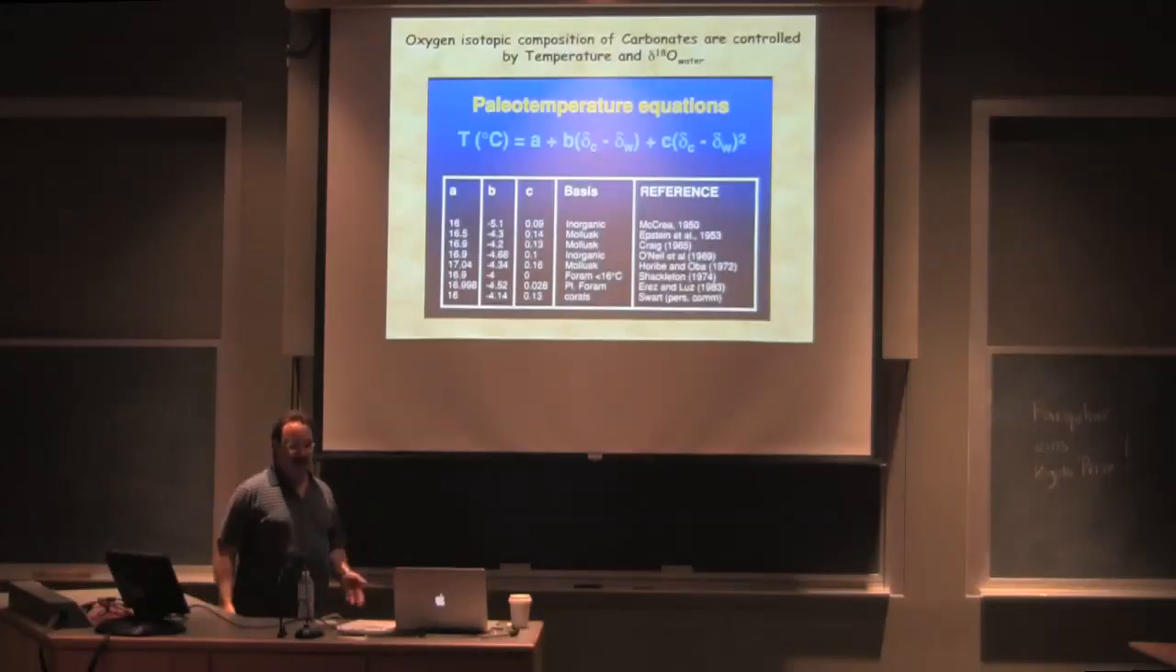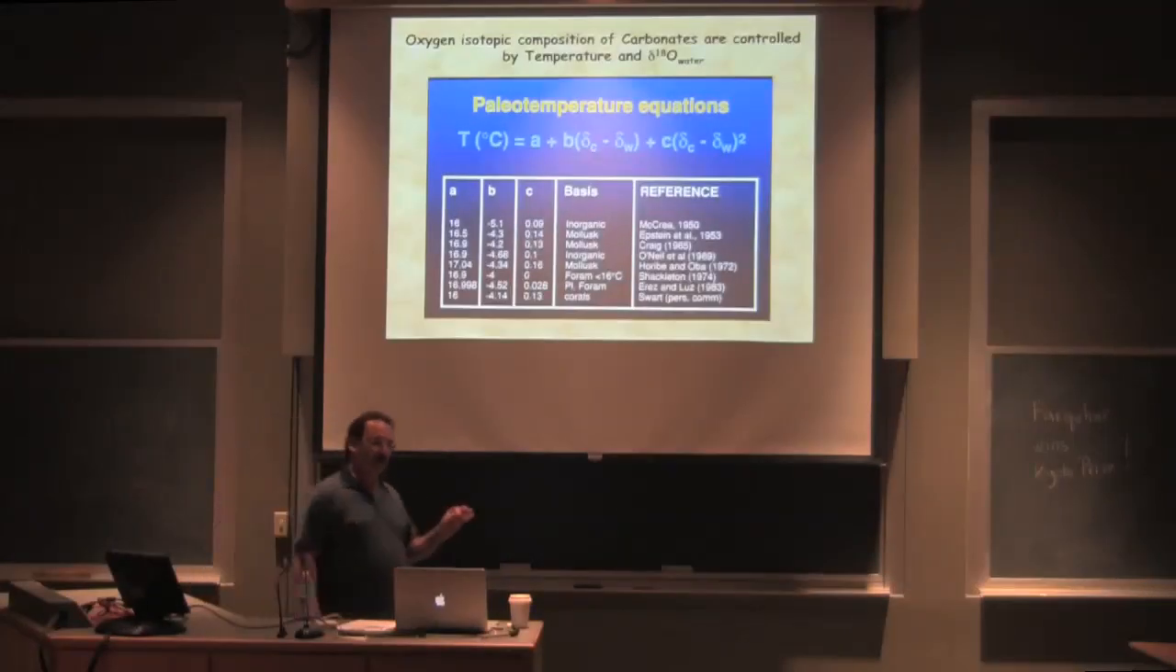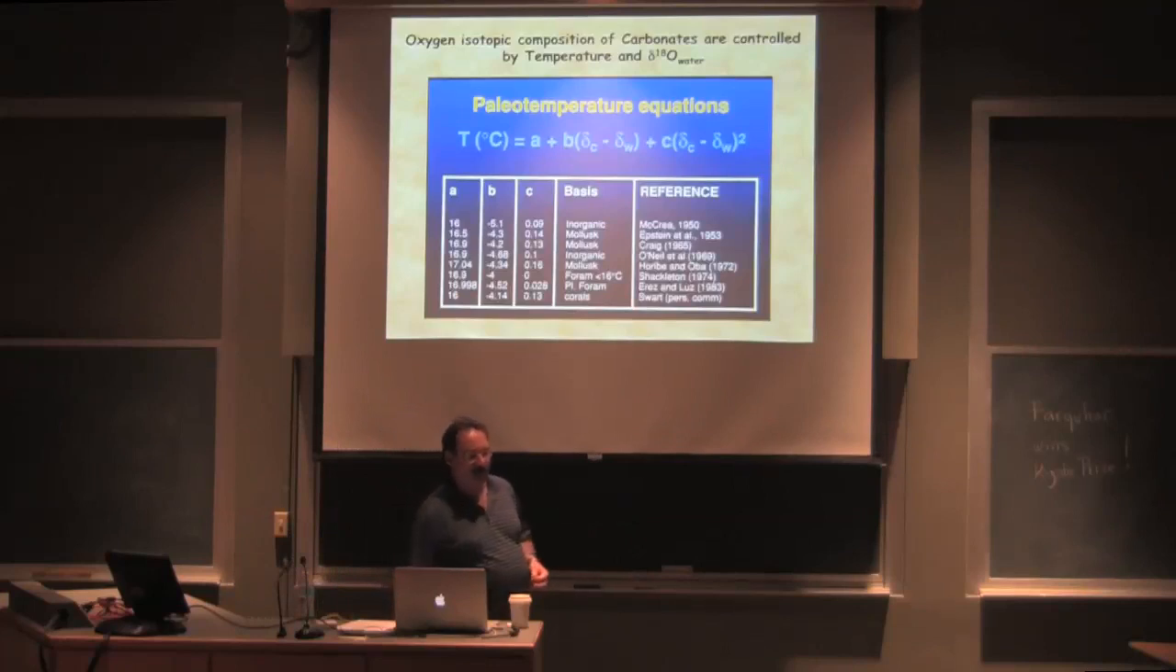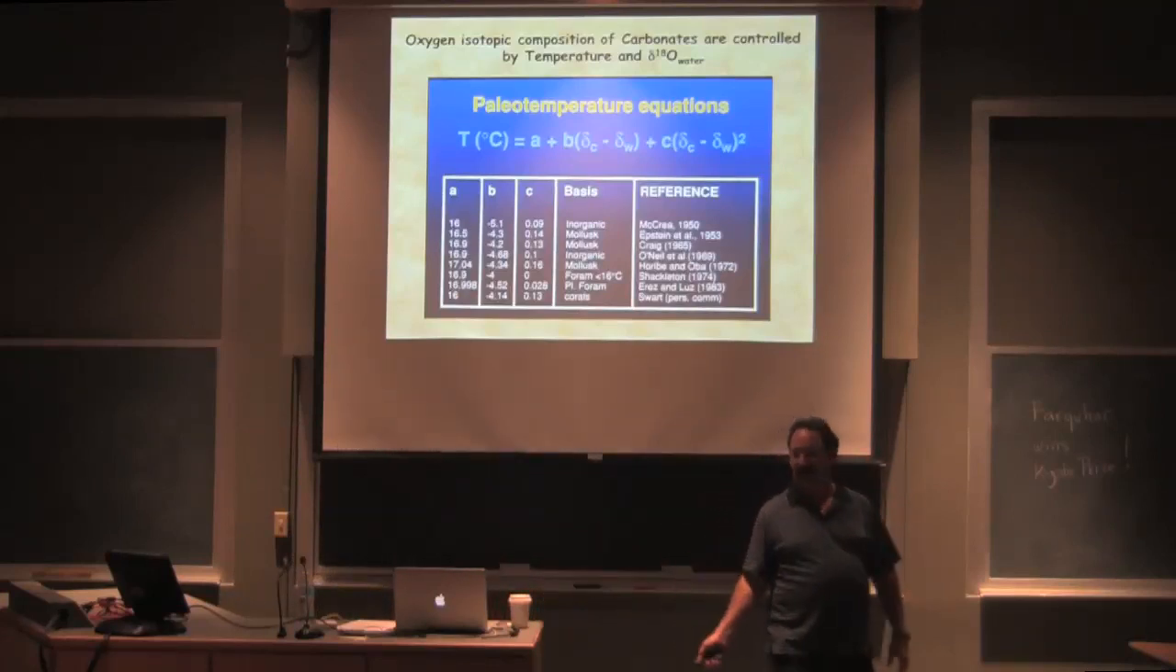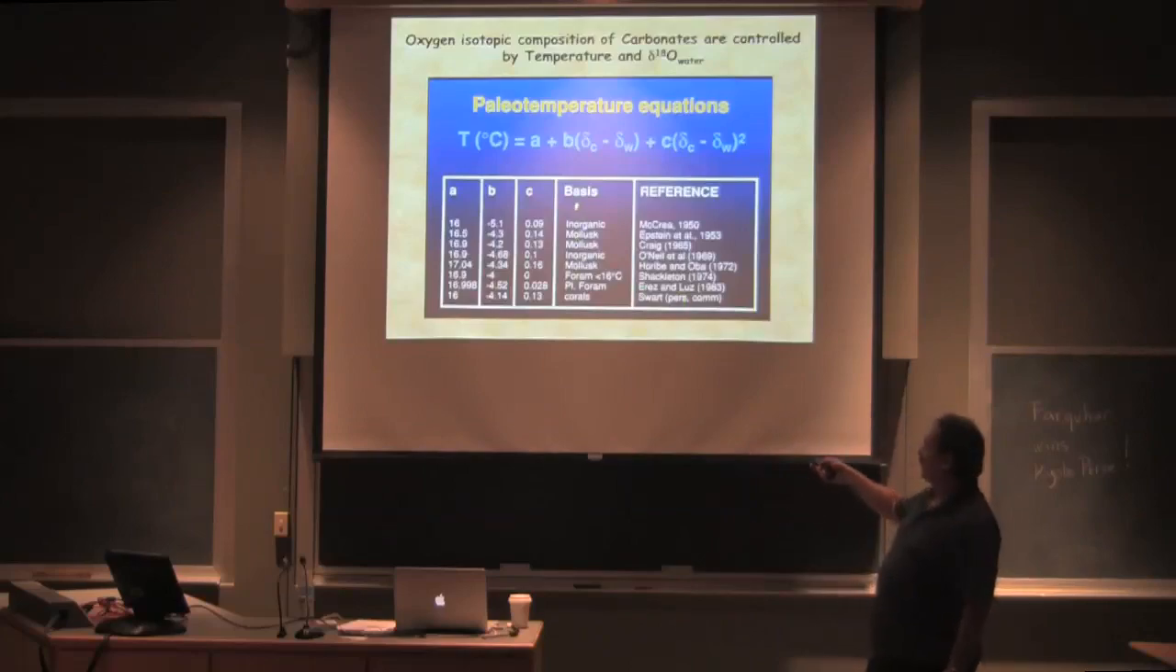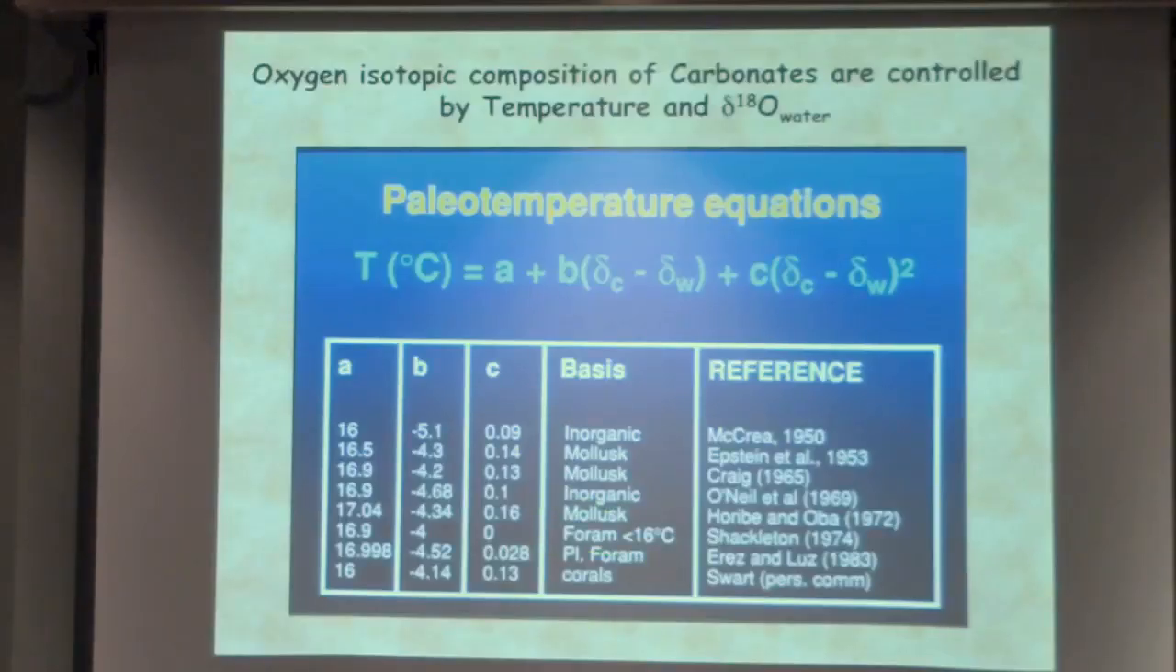Over the years, there have been a number of temperature delta O18 relationships that have been published. They're all, as I said, empirical. They've been done on mollusks, on foraminifera, on inorganic experiments, and on corals. They all look very, very similar.